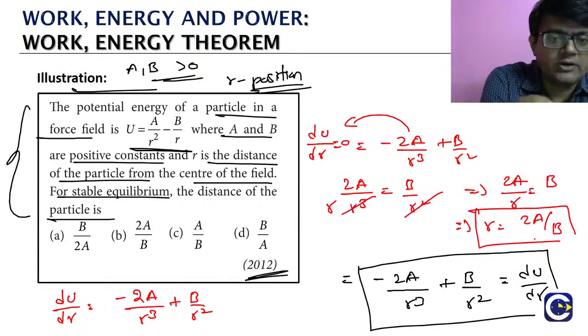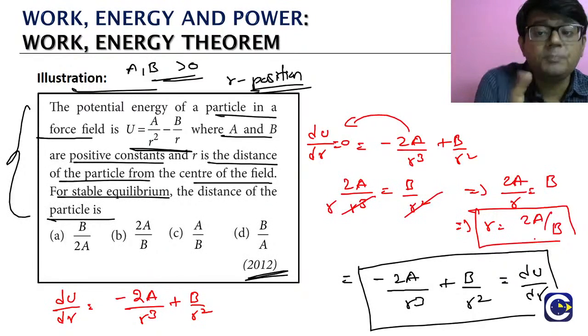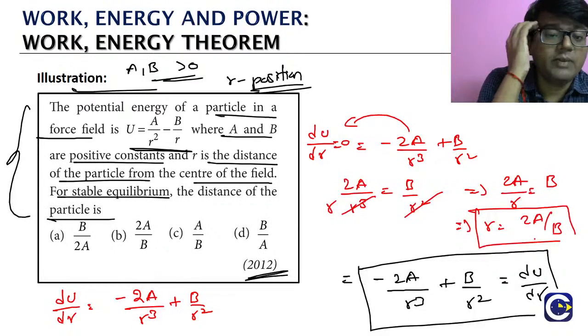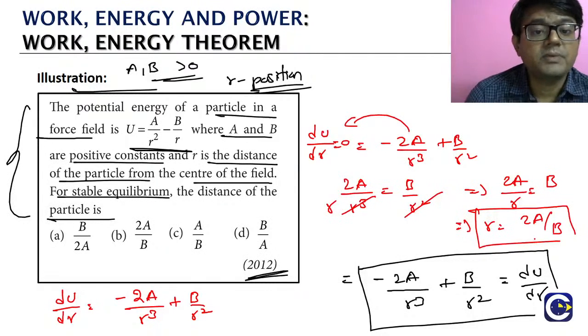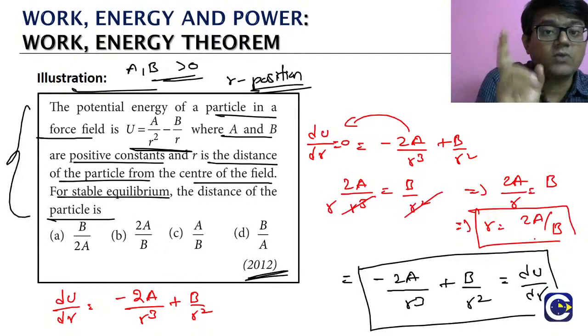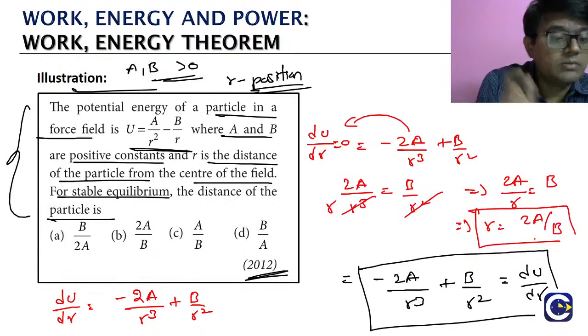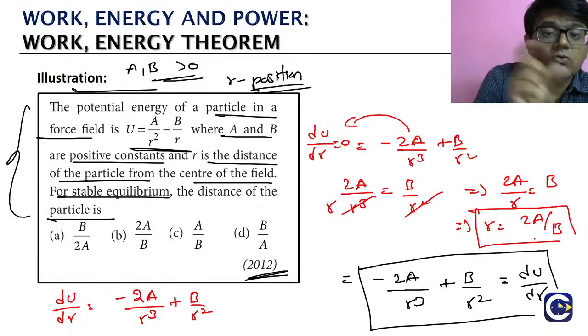When we equate the first derivative value to 0, if you are getting multiple values of r, then we will have to confirm where the stable equilibrium comes and where the unstable equilibrium comes. If you are having multiple values of r, then we have to confirm whether the equilibrium is a stable one or unstable.